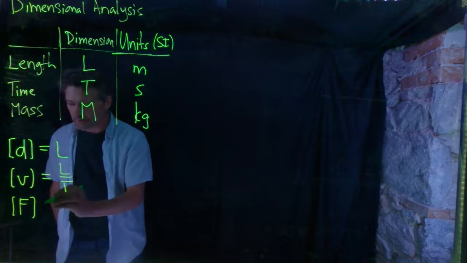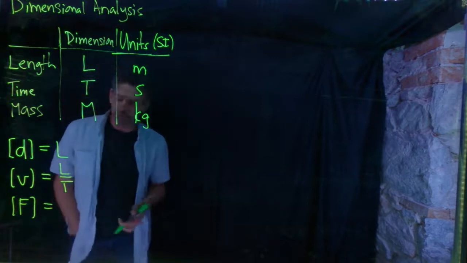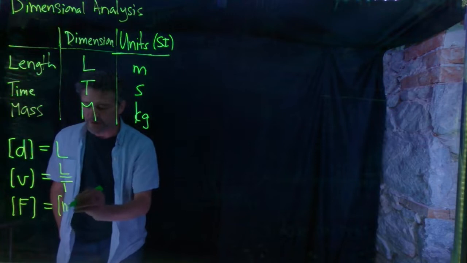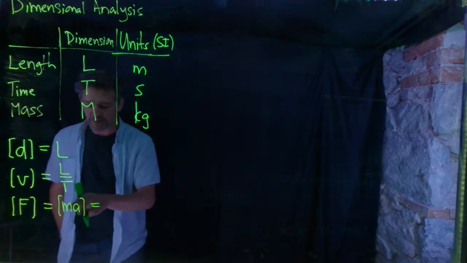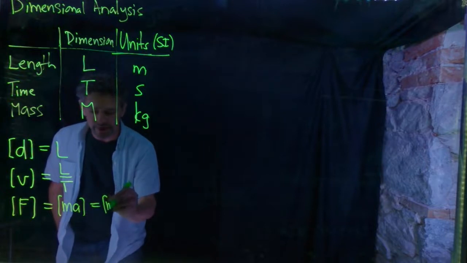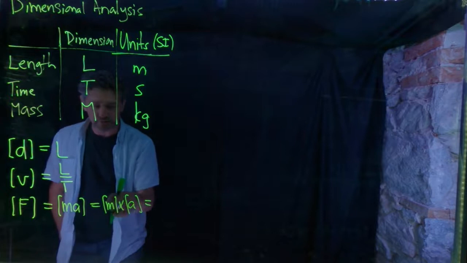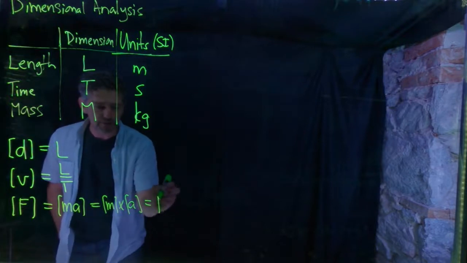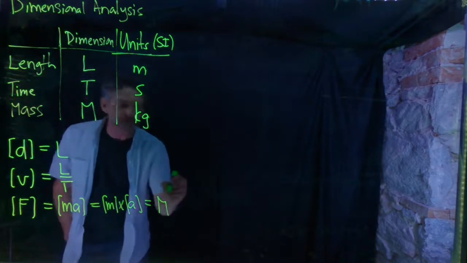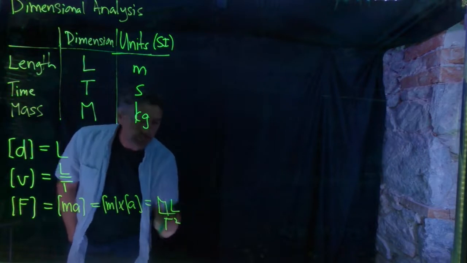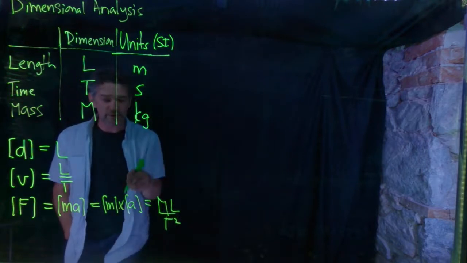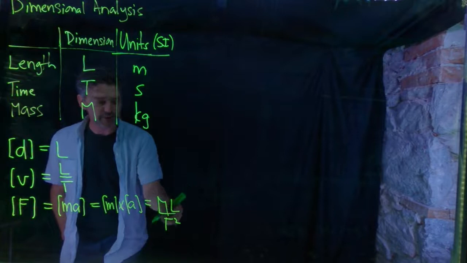Another one is, say, force. So what are the dimensions of force? I don't know. But I do know that force is mass times acceleration. And so the dimensions of force are the dimensions of mass times the dimensions of acceleration. The dimensions of mass, oh, that's just M. The dimensions of acceleration, that's a length over time squared. Or if you were using SI units to measure acceleration, you'd say meters per second squared.